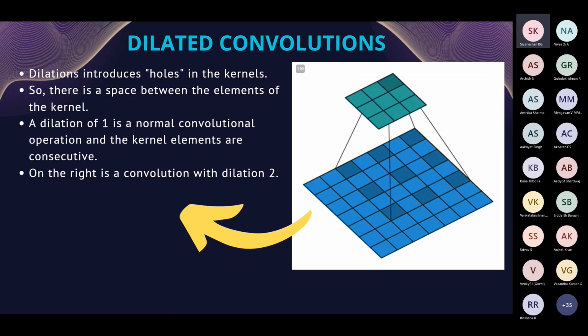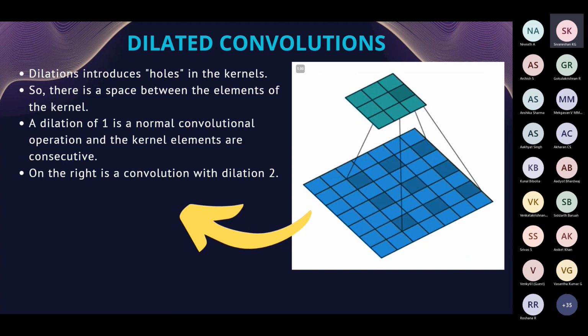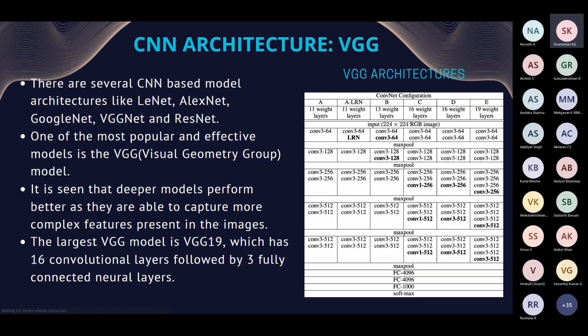Dilation basically introduces holes in your kernels, that is, a space between the elements of the kernel. A dilation of 1 would be just a normal convolutional operation. On the right, there's a dilation of 2. When you have a dilation of size n, you skip n minus 1 pixels between your kernel elements. You can see that with a 3 by 3 kernel with dilation 2, we are covering almost twice the number of pixels as with dilation 1. So this also increases your receptive field a lot.